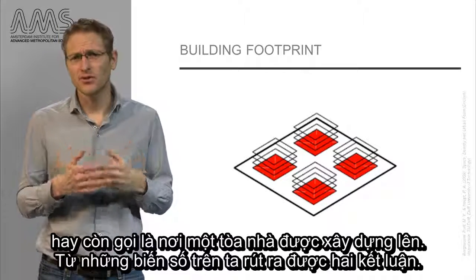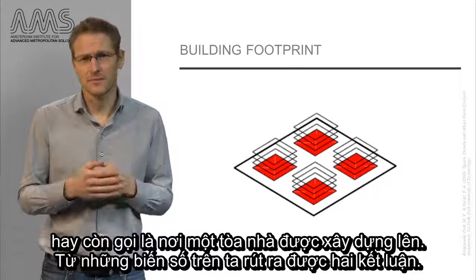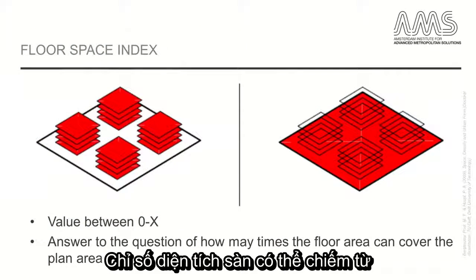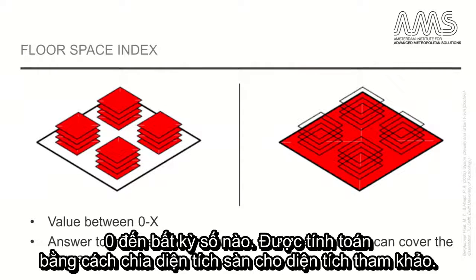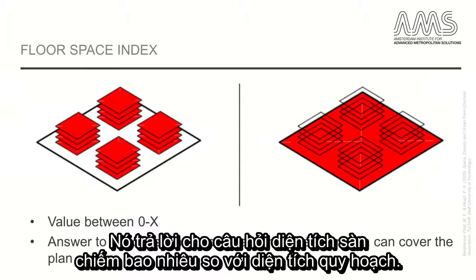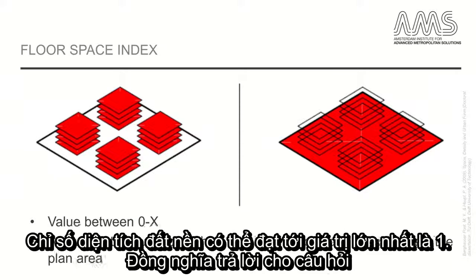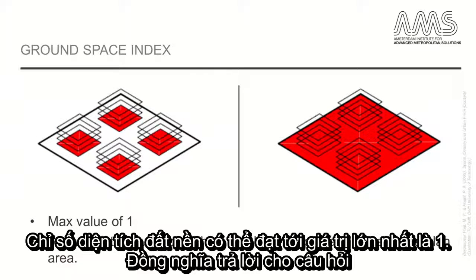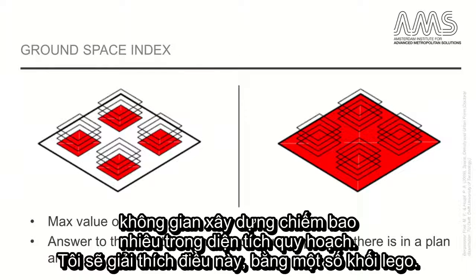From these variables, two indicators can be derived. The floor space index can take the value of between 0 and any number. It is calculated by dividing the floor area by the reference area. It answers the question of how many times the floor area can cover the plan area. The ground space index can take a maximum value of 1. It answers the question of how much built-up space there is in a plan area.